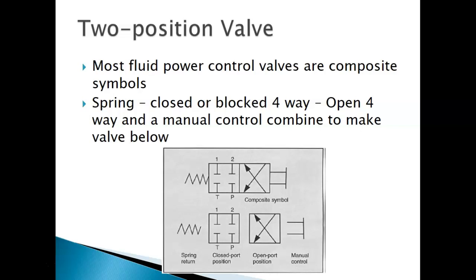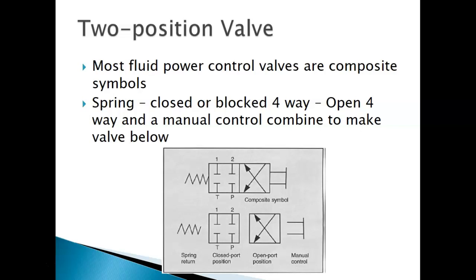Now how do I know that's two positions? Well, position 1 is showing me it's got 4 ports. It's also showing me that those ports are closed off in this position. Then you've got the secondary position, which tells me that my pressure is going to go to 1, and everything in 2 will be coming to tank. Okay. And then it's got a manual control.